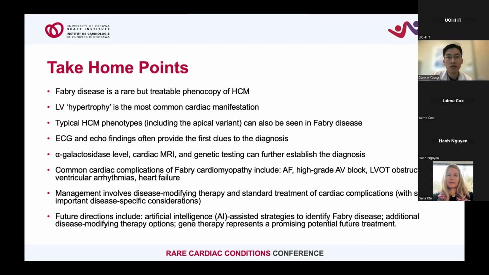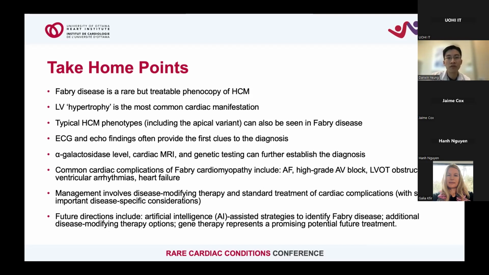ECG and echo findings often provide the first clue to diagnosis. Alpha galactosidase level, cardiac MRI, and genetic testing can further establish a diagnosis. Common cardiac complications of Fabry cardiomyopathy include atrial fibrillation, high-grade AV block, which is again more common than in the HCM population, LVOT obstruction, which can occur but probably less commonly than in HCM patients, ventricular arrhythmias, and ultimately heart failure.